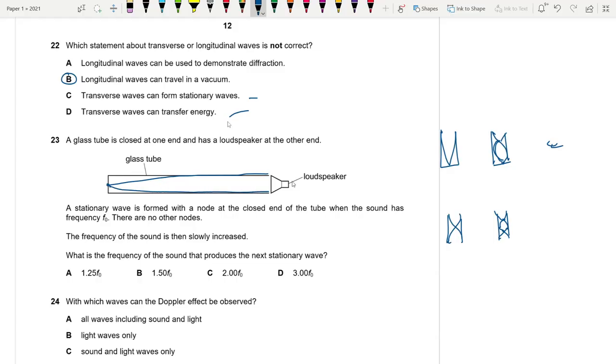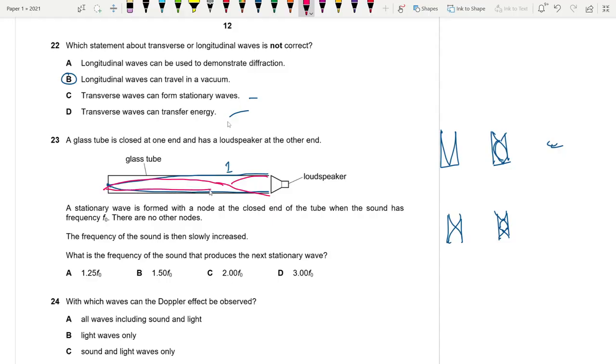got it. Now the frequency of the sound is then slowly increased. This is the initial one, this is the first one. What about the second one? The second one is going to be like this. It's going to be like this basically, right?